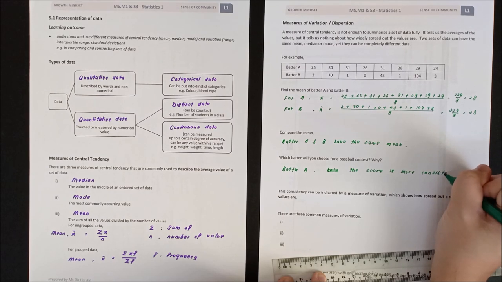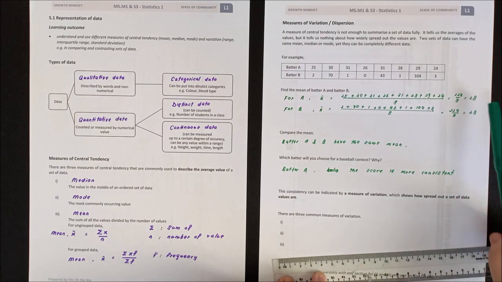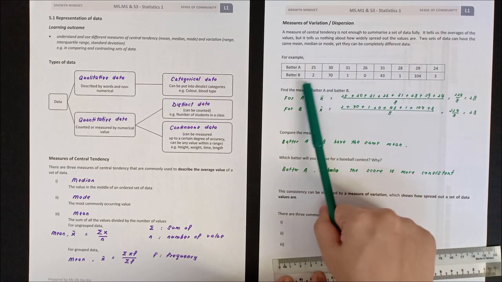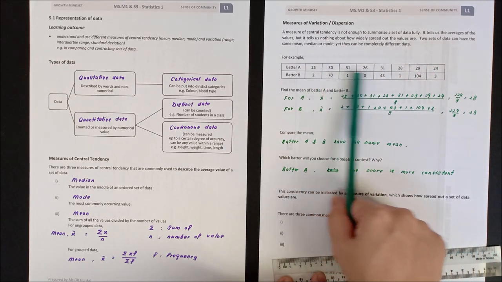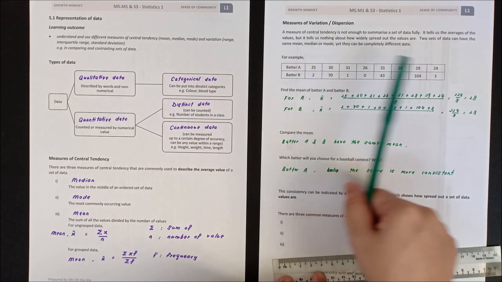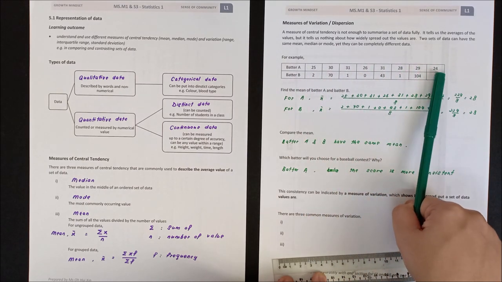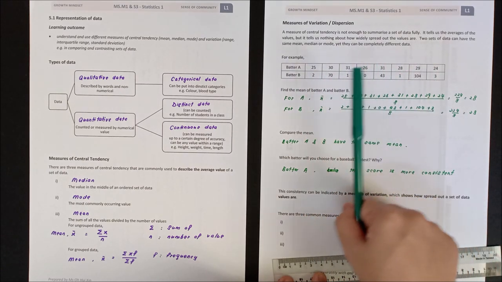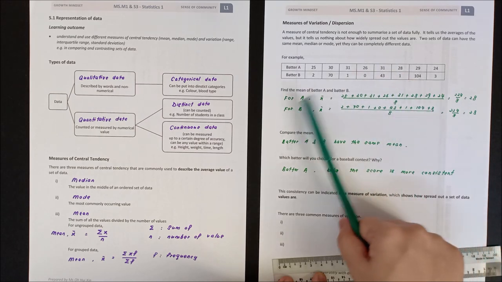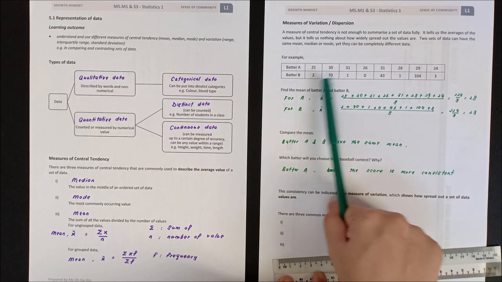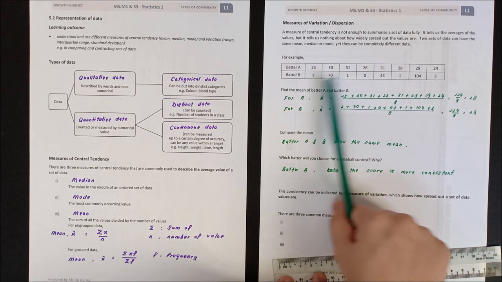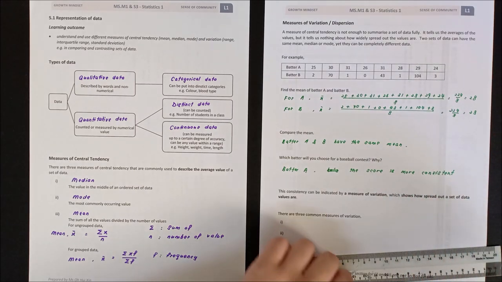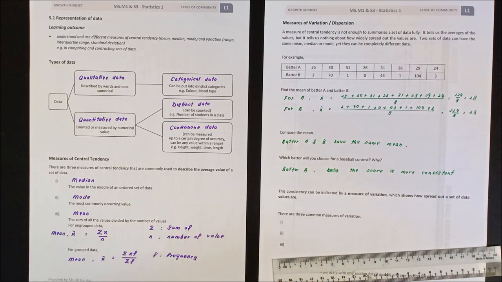So you can see, although they have the same mean, based on this data, for this one, the minimum that he scored is 24, but the maximum is 31. But for butter B, although he scored 104 at the max, you can see a lot of it is 0, 1, 2, and 3. So that's why you might be going for butter A, because the score is more consistent.